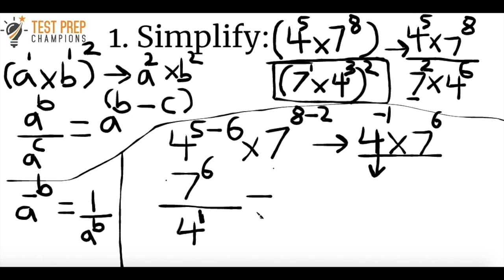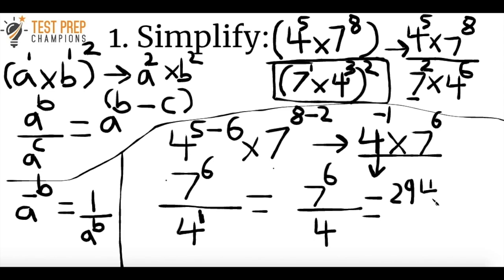Since any number raised to the power of 1 is just itself, we don't really need to write 4 raised to the 1. We can just write 4. And so we have 7 raised to the 6th divided by 4. You can just punch that into your calculator, and you'll get a number like this: 29412.25. Something close to this. So this is our answer here.